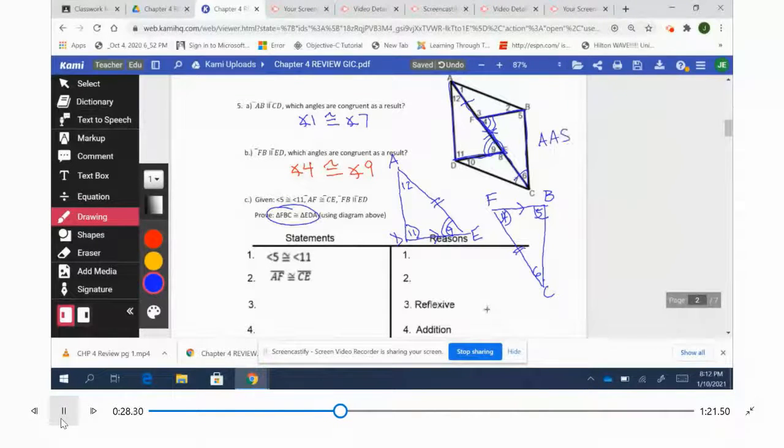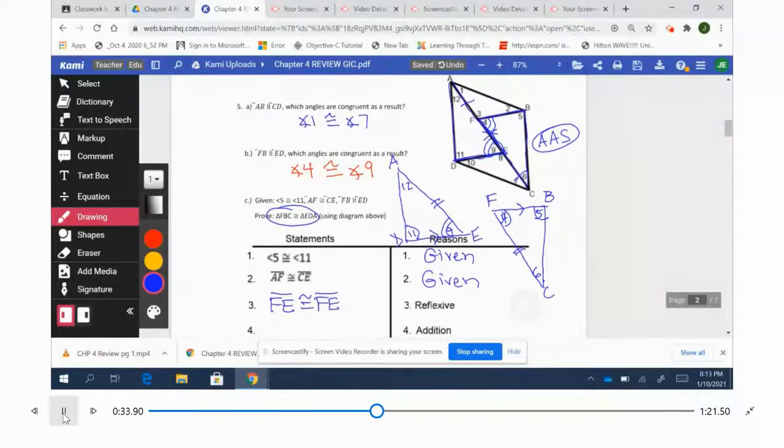But we're going to be able to get that. So it's going to be angle, side. All right, the first two are given. The reflexive is FE is in both triangles, but it's not quite a full side. So we got to do a little bit more.